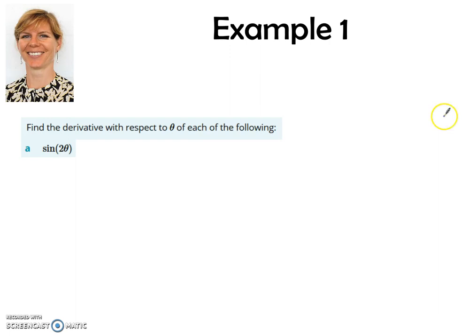Here's an example to demonstrate just how straightforward it is. We've got y equals sine 2 theta, and we want to find the derivative, dy dx, or dy d theta actually, to be exact. The derivative of that is 2 cos 2 theta. Very straightforward. Just differentiate what's in the brackets with respect to the variable, put that out the front, change sine to cos, and away you go.